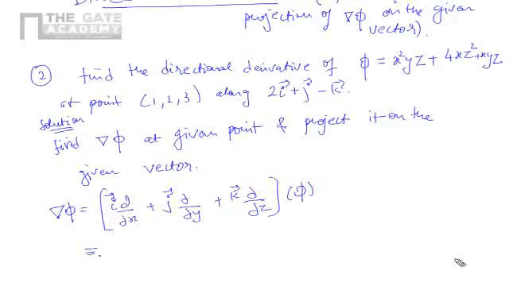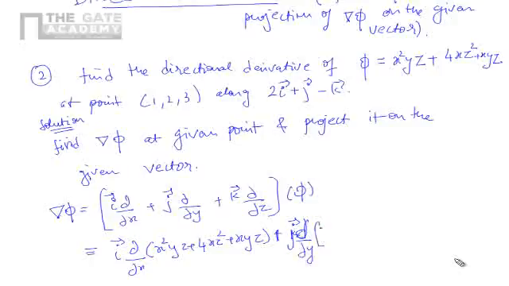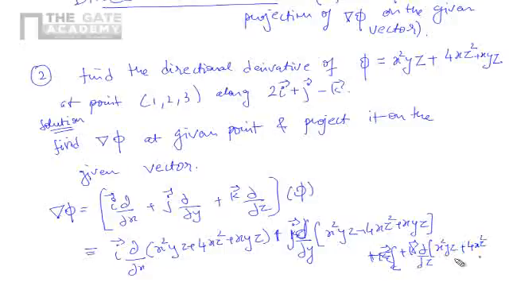So what is phi here? Phi is given to be x square yz plus 4xz square plus xyz. So del phi is i vector ∂/∂x of x square yz plus 4xz square plus xyz, plus j vector times ∂/∂y of x square yz plus 4xz square plus xyz, plus k vector times ∂/∂z of x square yz plus 4xz square plus xyz.